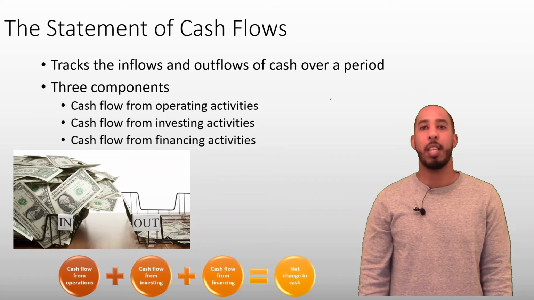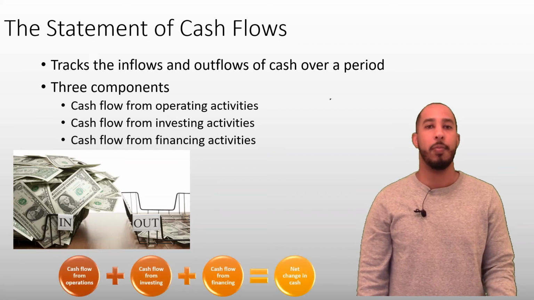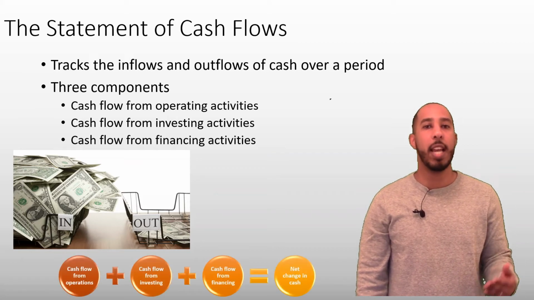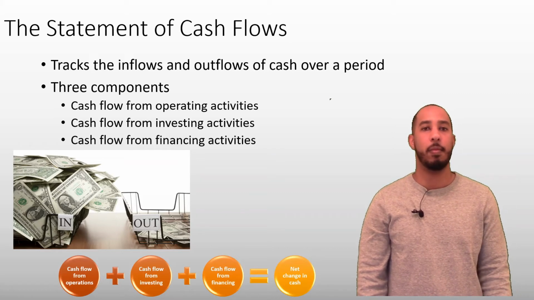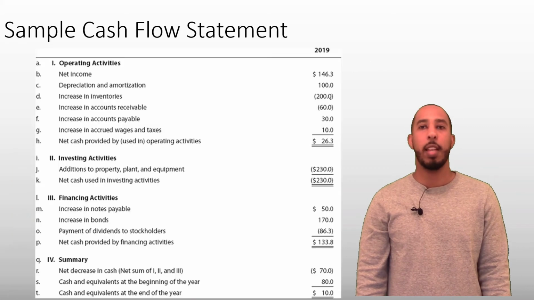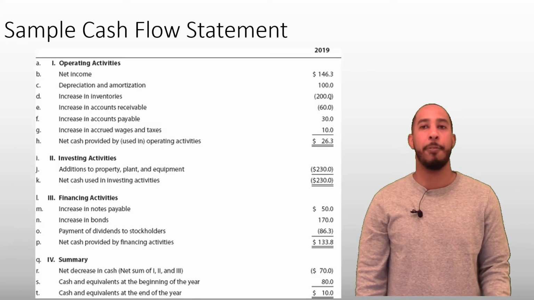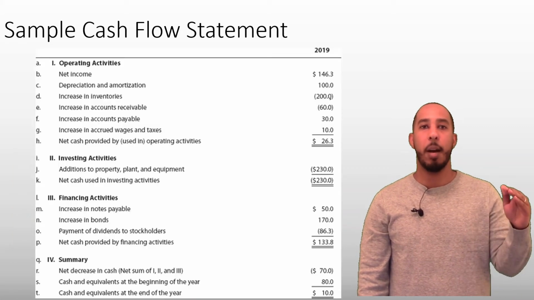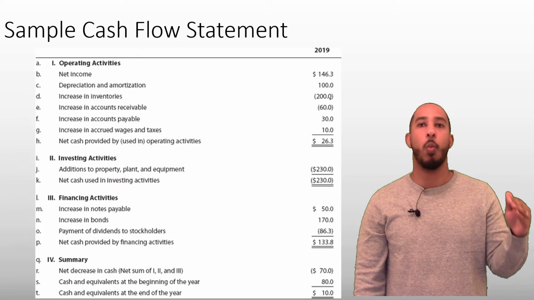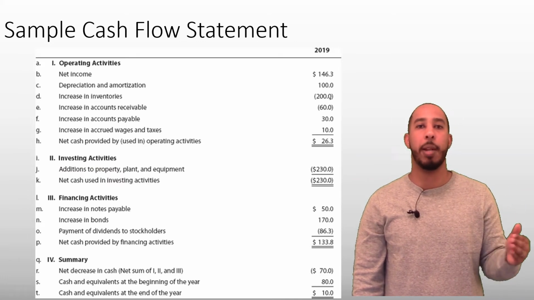The cash flow statement can be summarized by the following identity. The sum of the cash flows for each activity will equal the change in our overall cash position. Let's take a look at a simple cash flow statement to get a better feel for what goes into it. At the top, we summarize the cash that went in and out of the business from their operating activities.